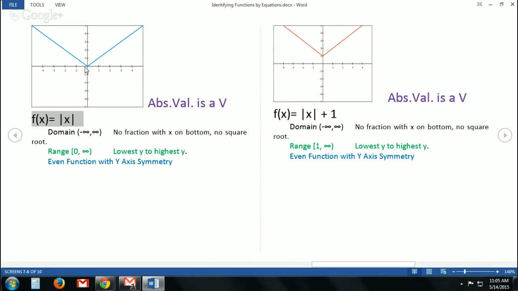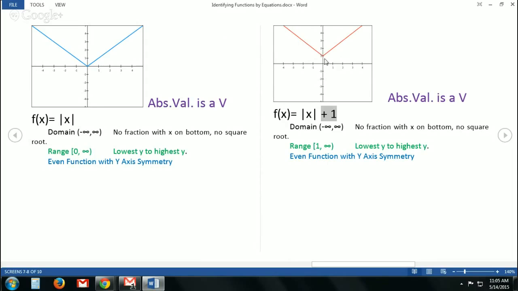The range of this, the lowest y is here at 0, and it goes forever up, so the range is from 0 to infinity. The bracket there with 0 says that there's a spot on our picture where the y value is actually 0. Now remember, this is our special case of being an even function with y-axis symmetry. As long as an absolute value has not been moved left or right, then it will have y-axis symmetry and be an even function.